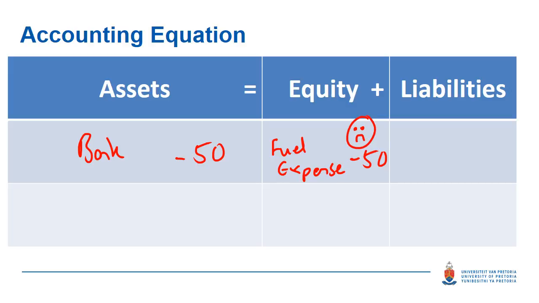In this case, there's no effect on liabilities. So we see the assets, the bank balance, decreased by 50 Rand and equity decreased by 50 Rand because we had a fuel expense of 50 Rand. And the left and right sides are equal.